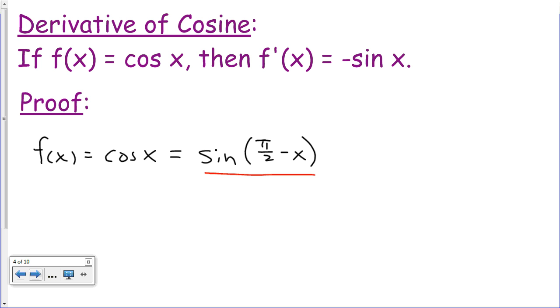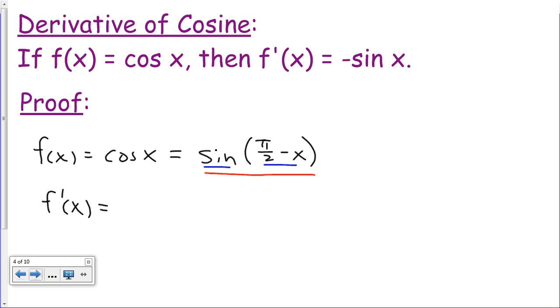The outside function is sine, which we just went through and proved what the derivative of sine is. The inside function is a linear function, and we know how to take the derivative of linear functions, so we are all set. I can take the derivative of the function written in this form. So let's use the rules that we already have in place to find that derivative.